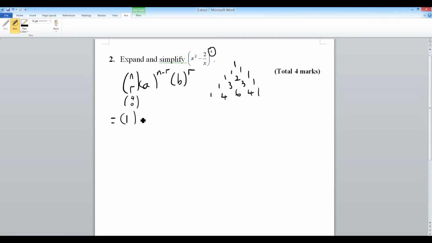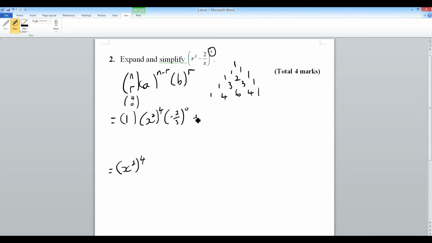Now if I look here, in the place of a, I've got x squared to the power of n minus r. n is 4, r is 0, so x squared to the power of 4. Then b to the power of r, but this will now become negative 2 over x to the power of 0, so this will just be 1. So actually I could have written just here x squared to the power of 4 if I wanted to.